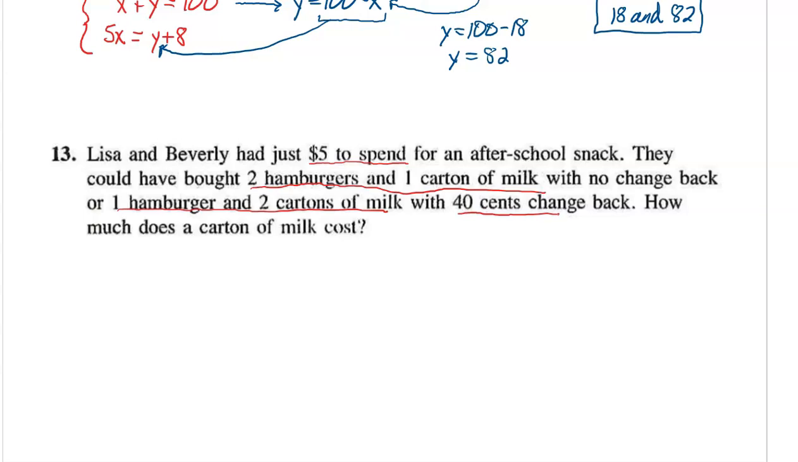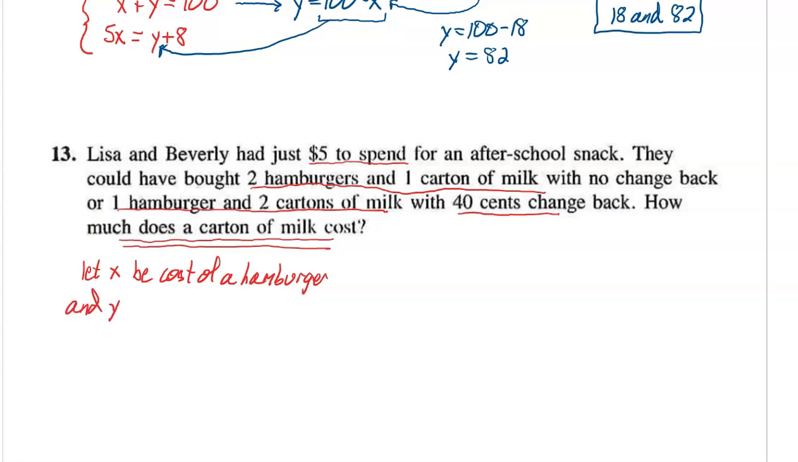Now, what's the question? How much does a carton of milk cost? There are 2 unknown quantities. The cost of the milk is unknown and the cost of the hamburgers is unknown. Let's choose variables. Let x be the cost of a hamburger, and y be the cost of the carton of milk.